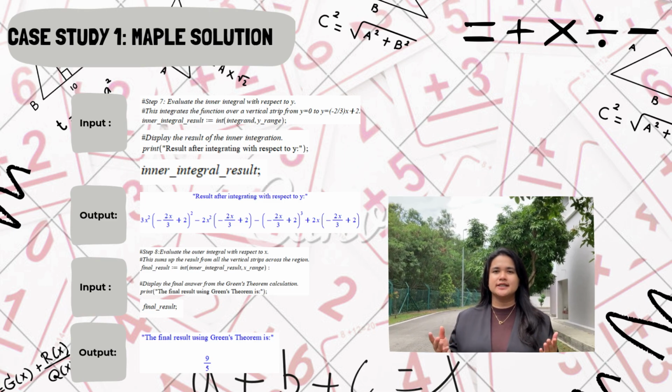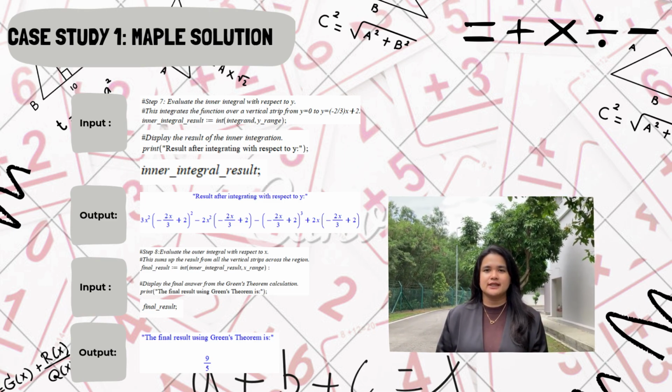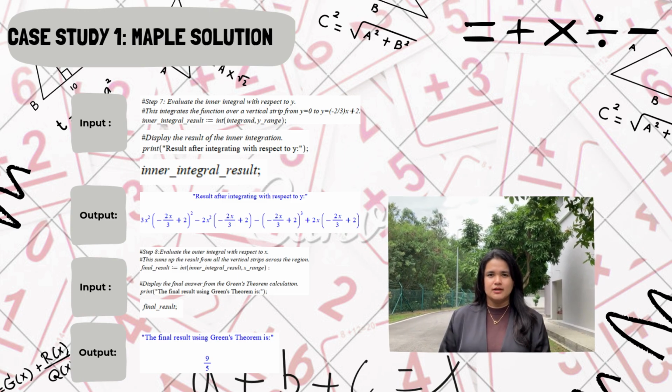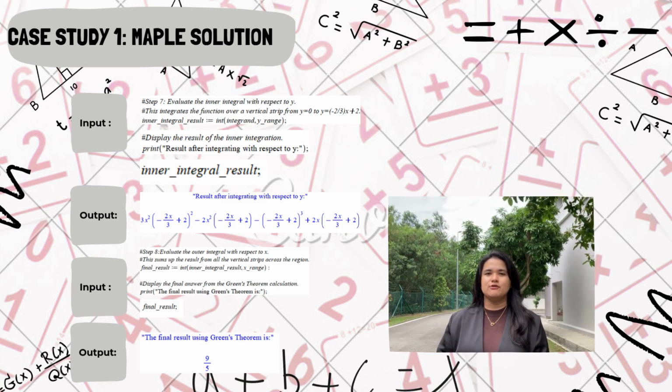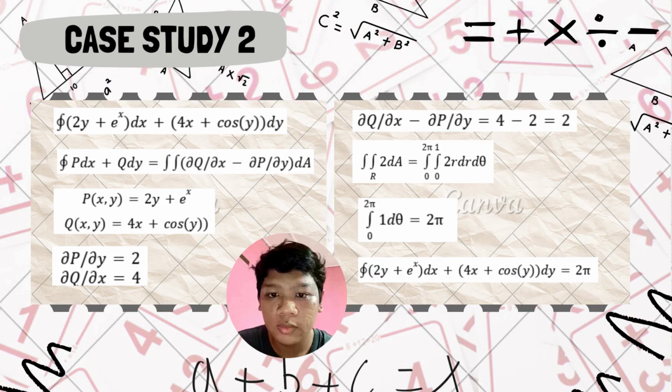So, case study 1 demonstrates how Green's theorem provides a more efficient method for evaluating line integrals by transforming them into double integrals over a region. The agreement between the manual calculation and the Maple solution confirms the accuracy of our result. Now, I will present case study 2.